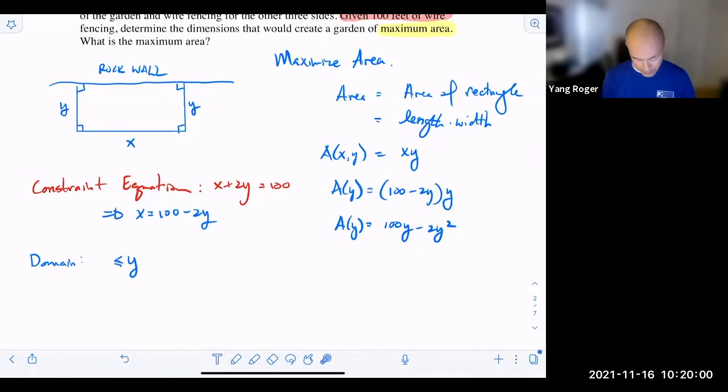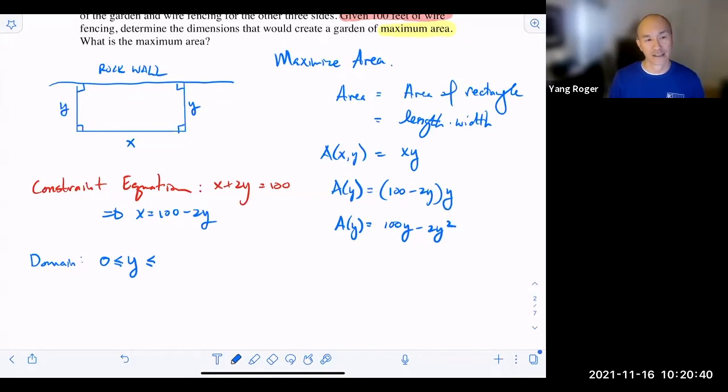All right. So for me, the smallest that y could be is 0. And that gives you the degenerate case where you just lay the fence right along the wall. And why do I call this a degenerate case? Because that has no area whatsoever. So we're trying to maximize area, but if you let y be 0, you just have a bunch of fence and no area. Does anybody know what the upper bound for y should be? I'll give you a hint. It's another degenerate case.